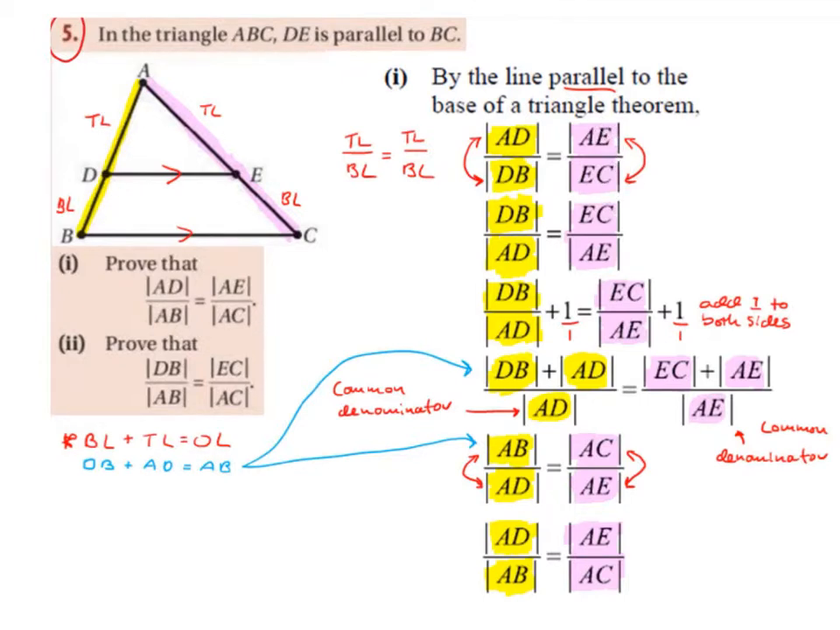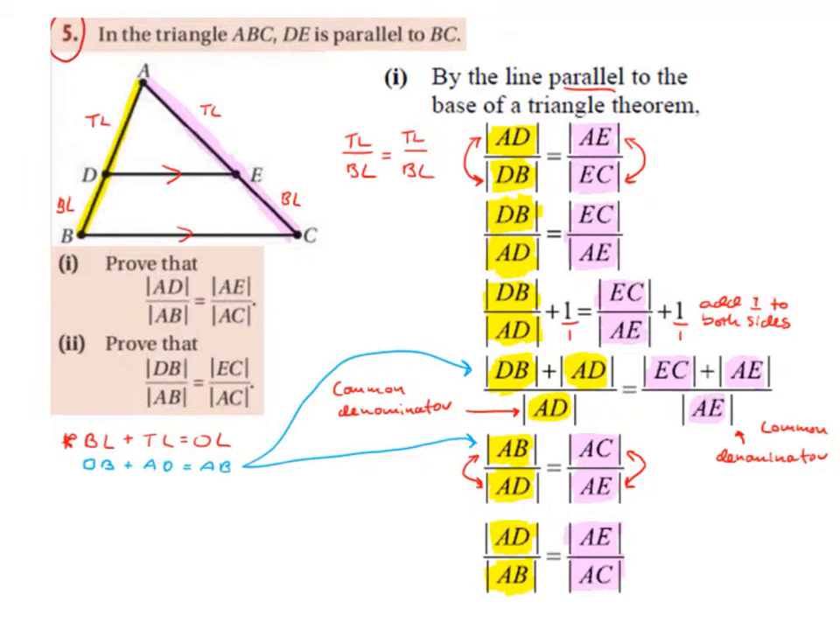The first thing we're going to do is flip each of the fractions upside down. So AD swaps with DB, giving DB over AD, and AE swaps with EC, giving EC over AE. Now we have DB over AD equals EC over AE. Next we're going to add 1 to both sides, but I'm going to rewrite 1 as 1 over 1 on both sides because I want it to be a fraction.